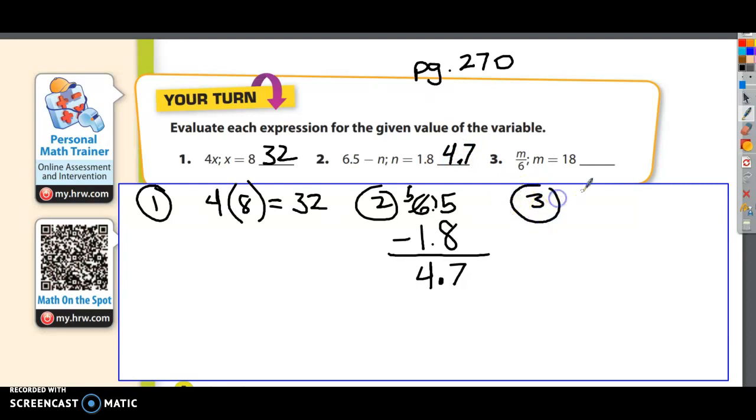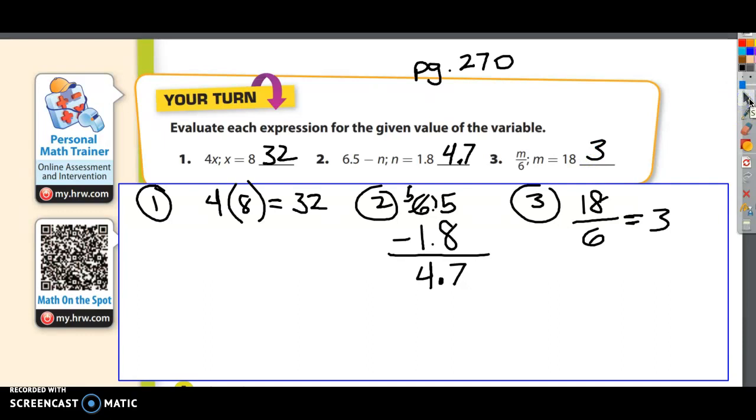And number 3, m over 6, where m is equal to 18. So this problem is 18 over 6, and you just need to remember that 18 over 6 means divide. 18 divided by 6 is 3. The answer is 3. Okay, good job.